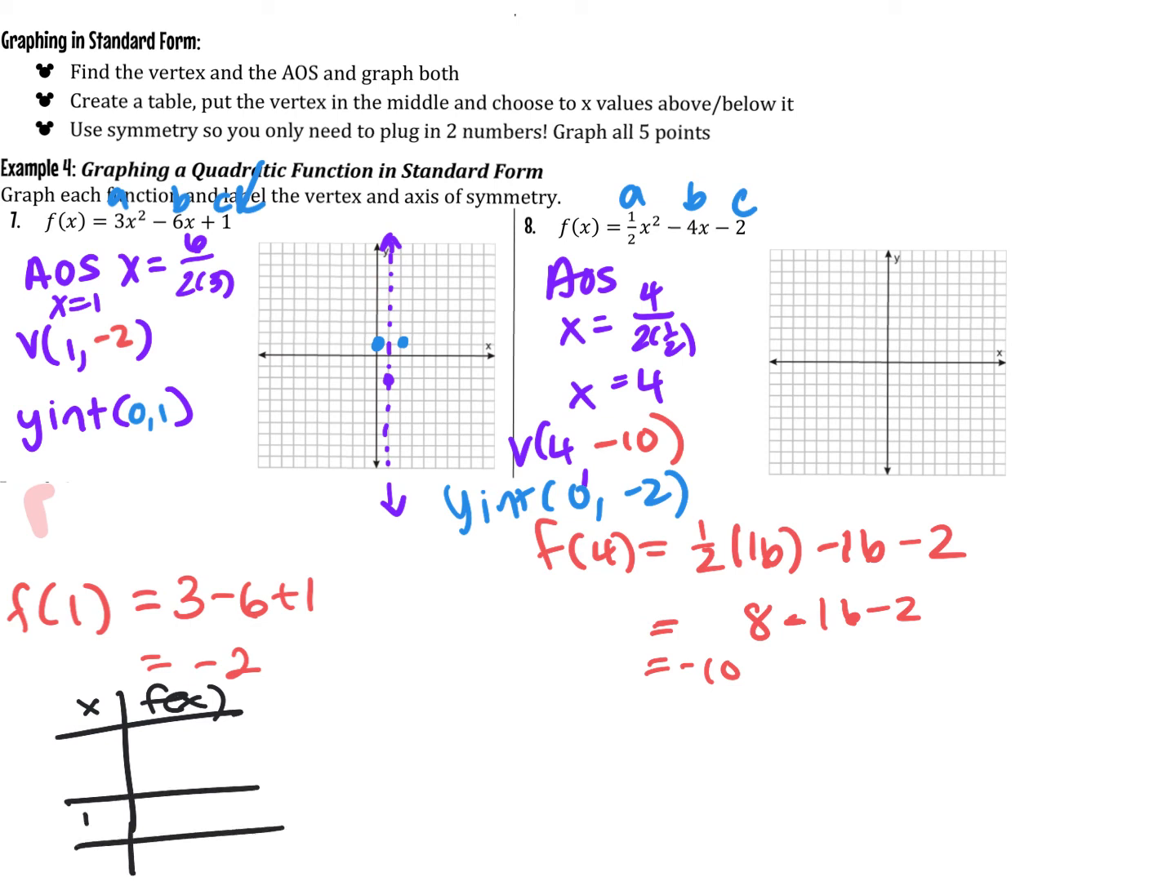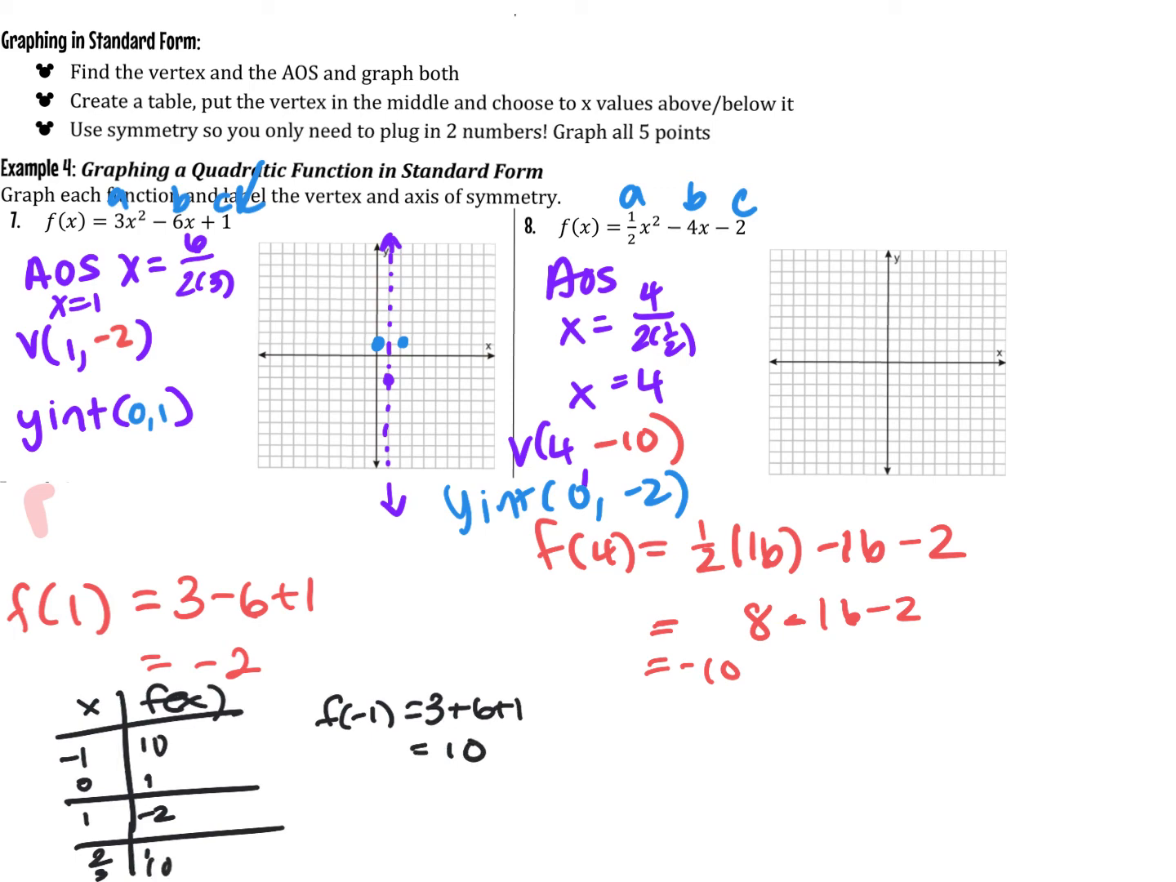My vertex was (1, negative 2), so I'm looking at 0, which I already found out was 1, which means 2 is 1. And if I plug in negative 1 or I plug in 3, I should get the same value. So if I plug in negative 1, f of negative 1, that's going to be 3 times negative 1 squared, so 3, minus 6 times negative 1 is going to be positive 6, plus 1. This is going to be 10.